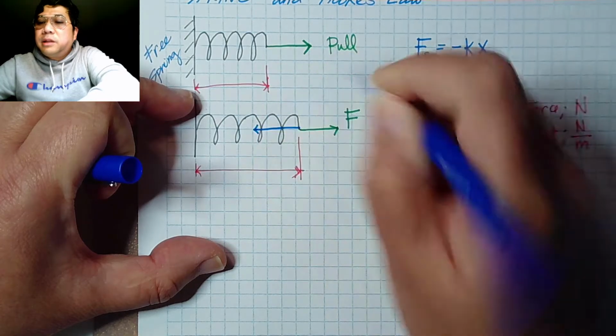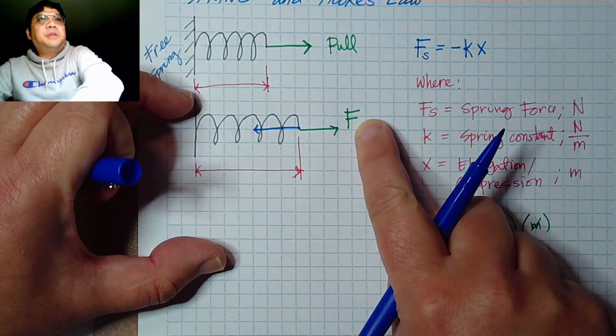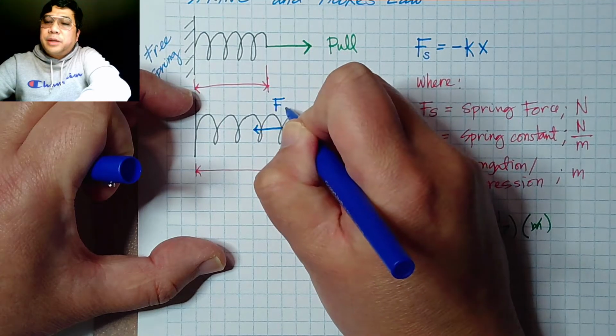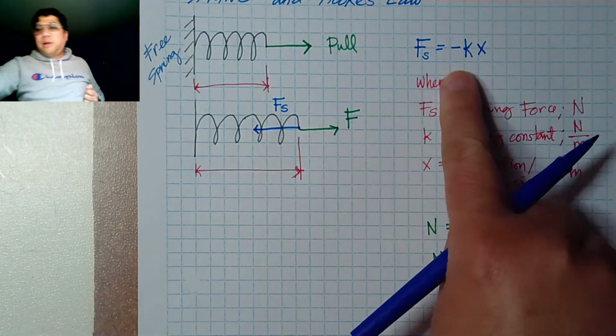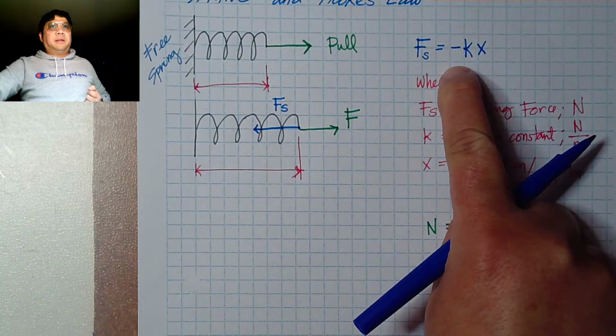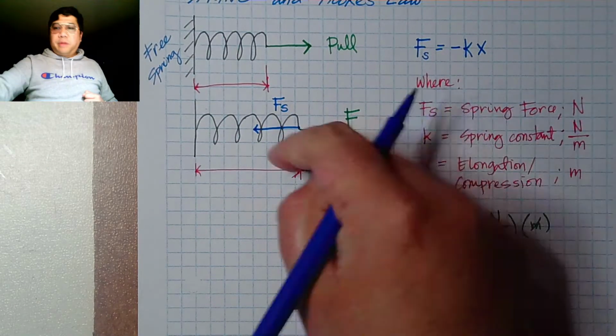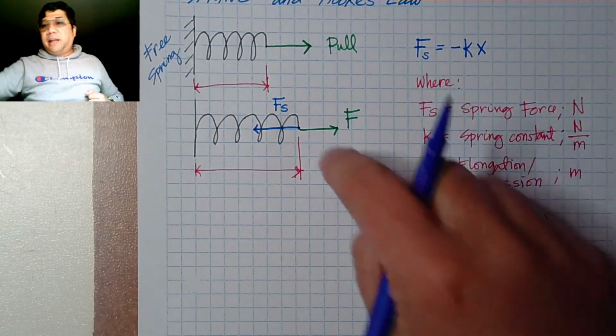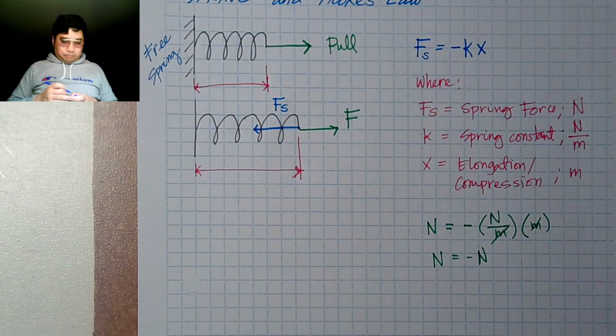So what does it mean? If I'm pulling 5 newtons over here, the spring is also pulling back 5 newtons. That's your spring force. That's why it's always negative. It's always negative because of the direction. Every time you apply a force, there's always a negative force, and that is the force of the spring.